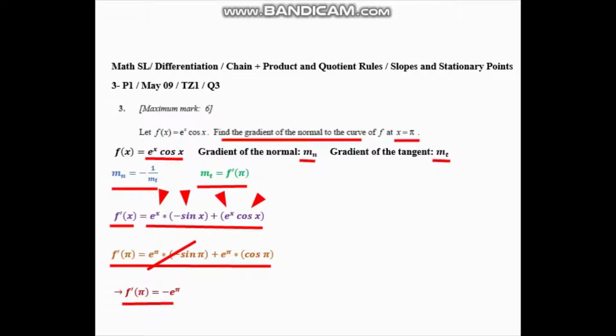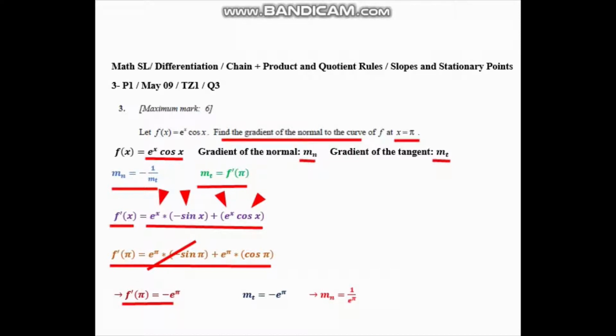However, in this problem, I am not yet done. I have found the derivative at pi. I need to translate this into the slope of the tangent and then the slope of the normal. If you have an idea of how to do this, you can pause. I'm about to give you the answer shortly.